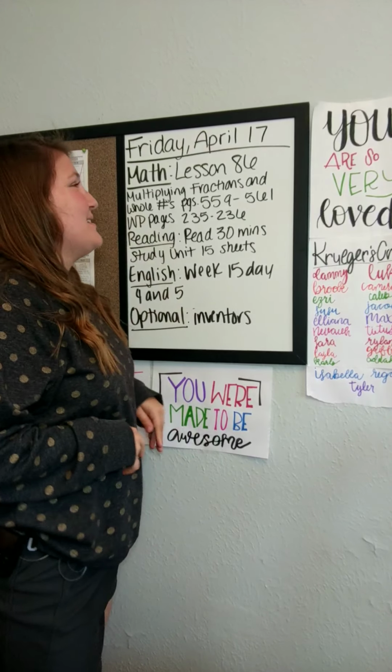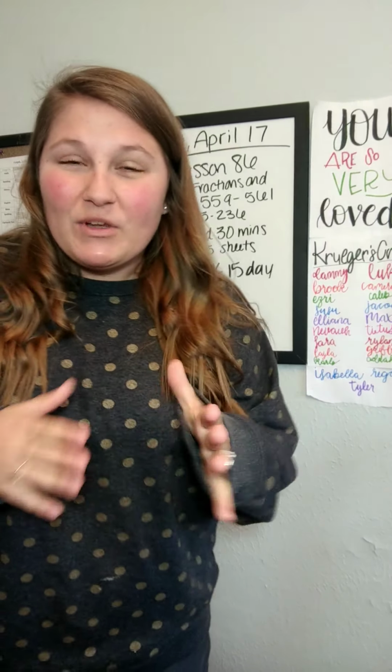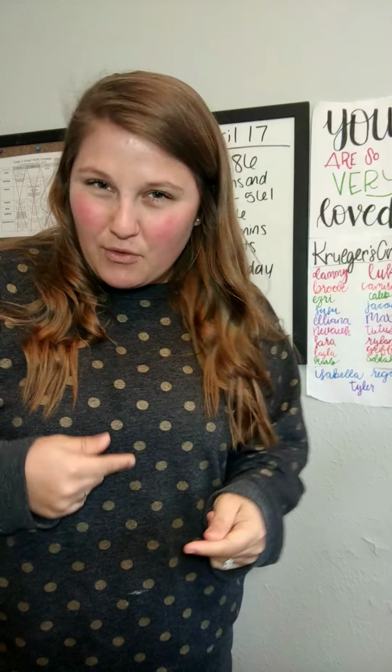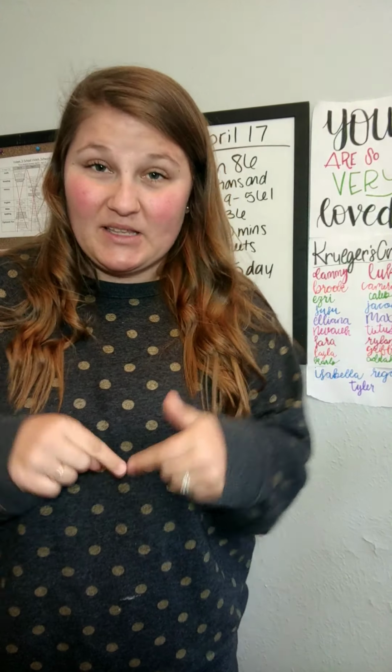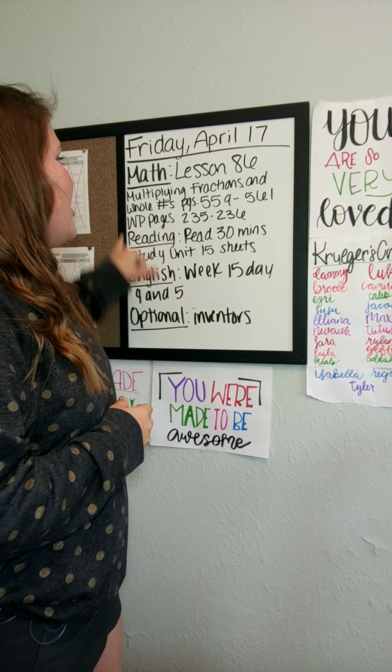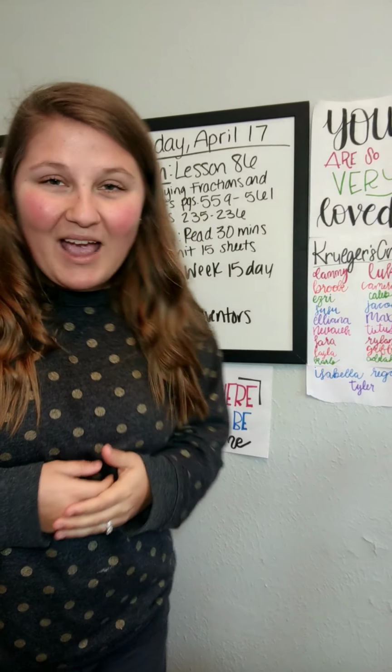So let's talk about what else we're going to do today. Math lesson, we're doing lesson 86, which is multiplying fractions and whole numbers. After I go through the rest of today, I'm going to show you a few examples in this video of how to do that, okay? You're going to read pages 559 through 561 in your textbook. That will show you examples about how to do this and better explain the concept.